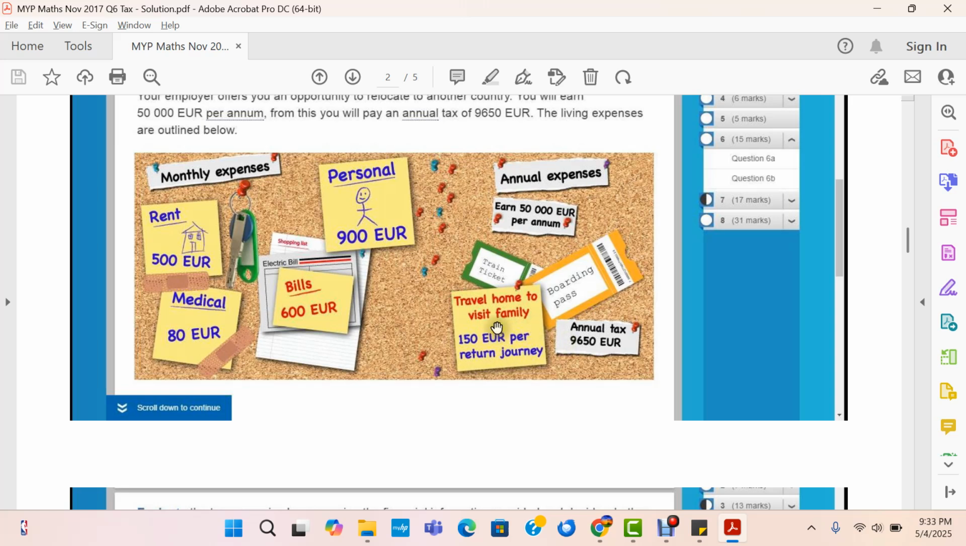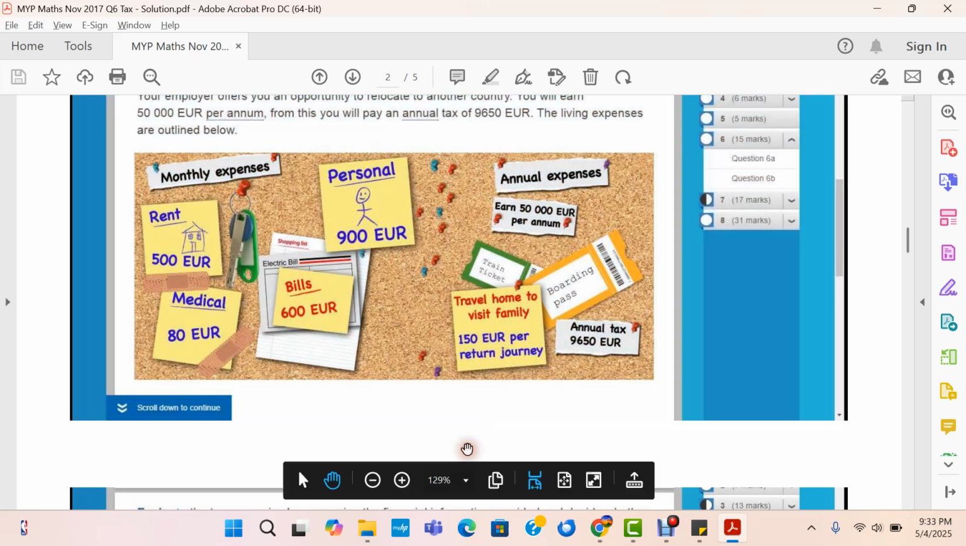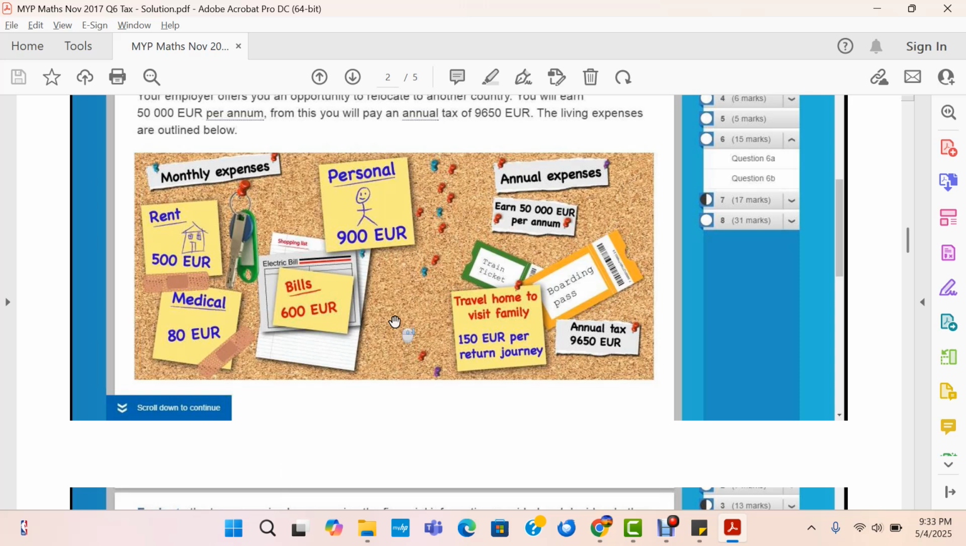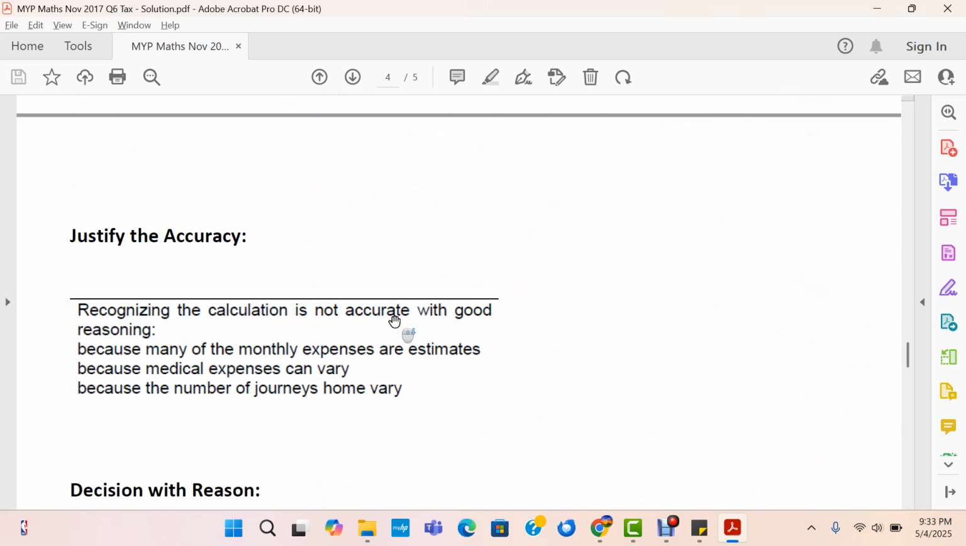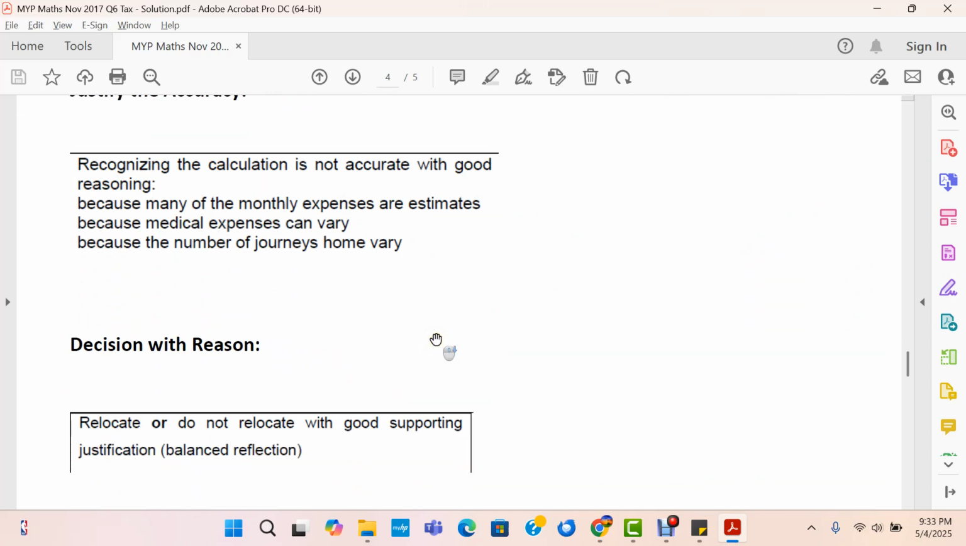My journey to the home country, what if an emergency happens, and I have to visit like 5 times in a year? It can happen. So this is also ambiguous. Most of these values are changeable, if we call it that way. Which means the number of journeys can vary, expenses can vary, monthly expenses are estimates, they can vary, which means all of my answers are not accurate.